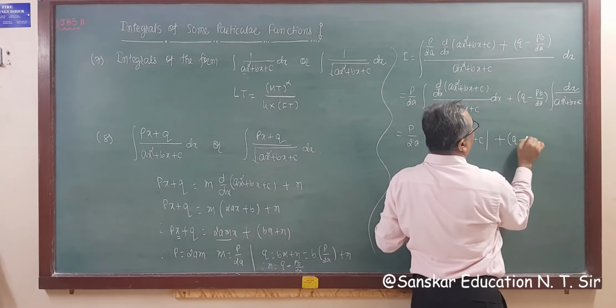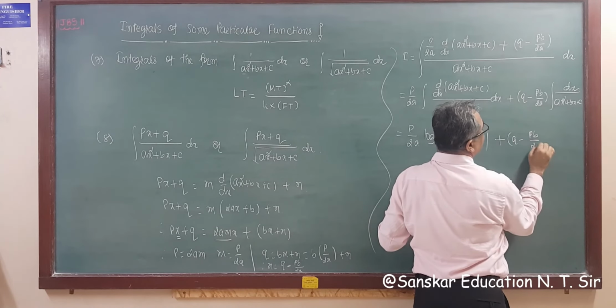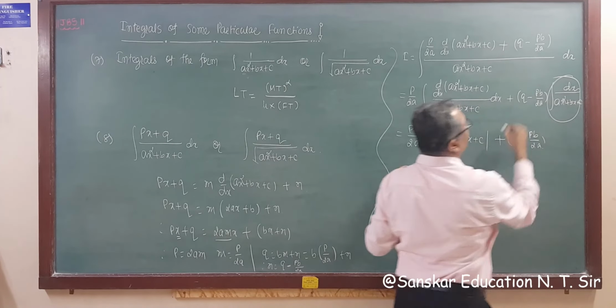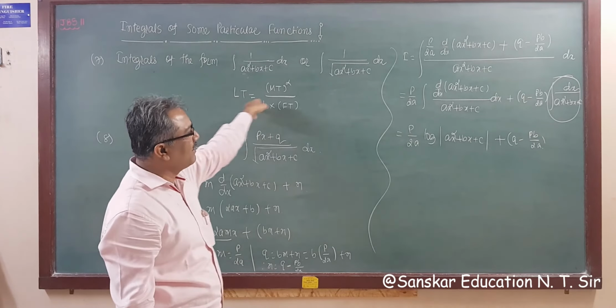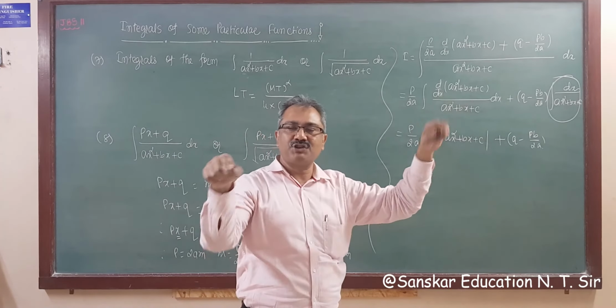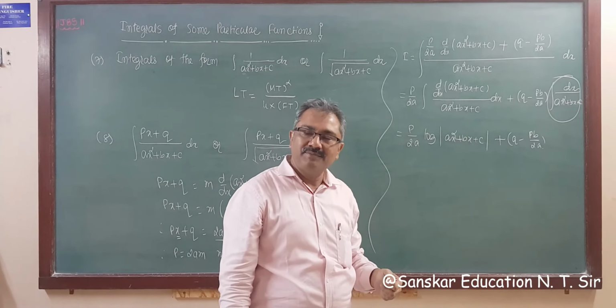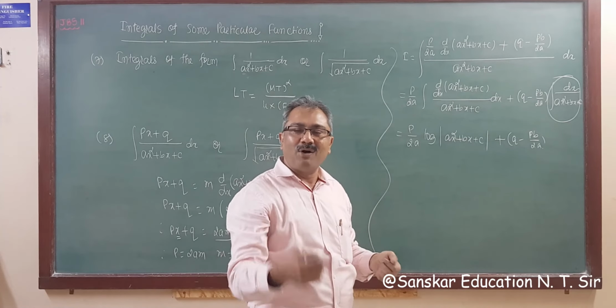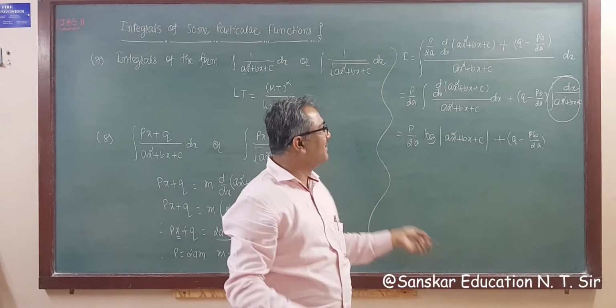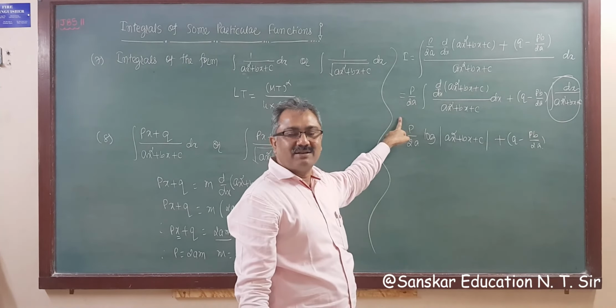Then q minus pb upon 2a, and apply formula number 7. Apply method 7 here: make it a perfect square, find the last term, make it a perfect square, and then apply the first 6 formulas. So all formulas are connected within this question.